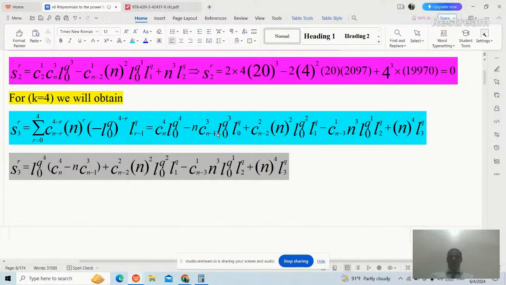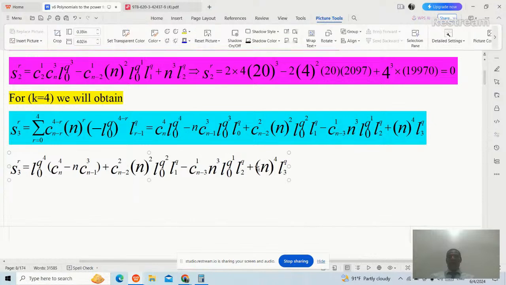This one, in fact, is L0 for the q raised to the power 4, which is the common factor. Plus, when r equals 2, learners, you will get combination (n - 2) choose 2, since 4 minus 2 is 2, n raised to the power 2, L0 for the q raised to the power 2 times L1 over the q, minus combination (n - 3) choose 1, n cubed, L0 for the q raised to the power 1 times L2 for the q, plus n raised to the power 4, L3 for the q.